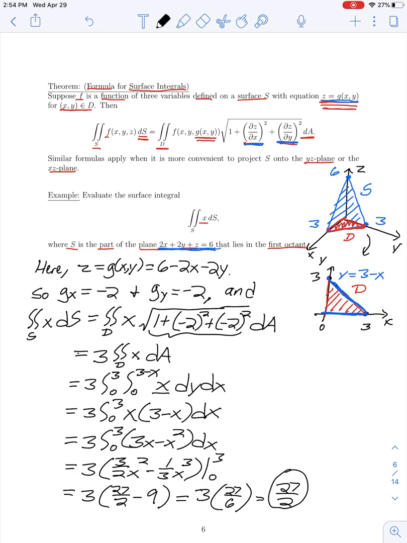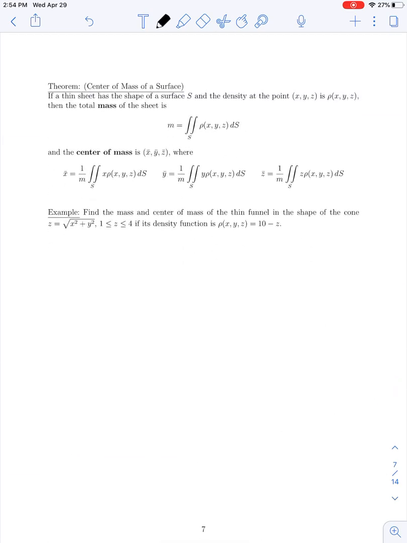So let's take a look at one application of evaluating a surface integral. One application would be in determining the center of mass, or the mass of a surface. So let's say that we have some thin sheet which takes the shape of a surface S, and it has variable density throughout. So let's say the density at any point x, y, z on that surface is given by the density function, rho of x, y, z.